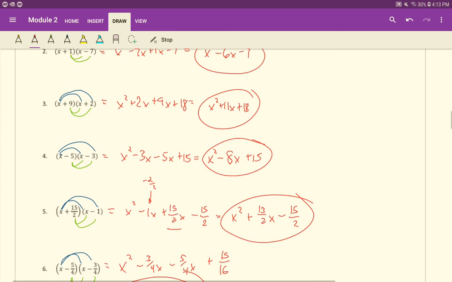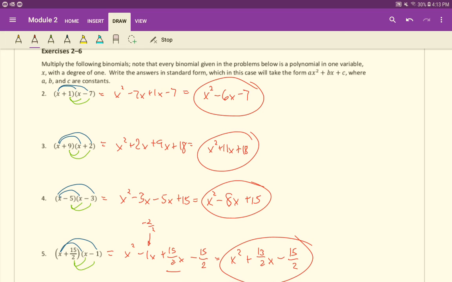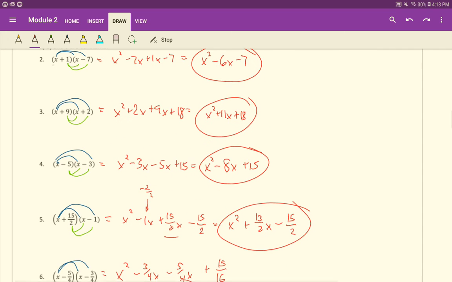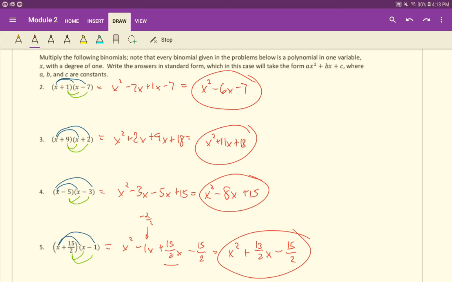But what we really wanted to focus in on here is how the original problem results in the final answer. And you'll notice there's some interesting relationships, right? So for example, all of these start with just an x, right? X, x, x, x, x, x, so on and so forth. Okay. You'll also notice, though, that they have numbers, right? There's a 1 and a negative 7 there. Here's a positive 9, positive 2. Here's a negative 5, negative 3, so on and so forth.